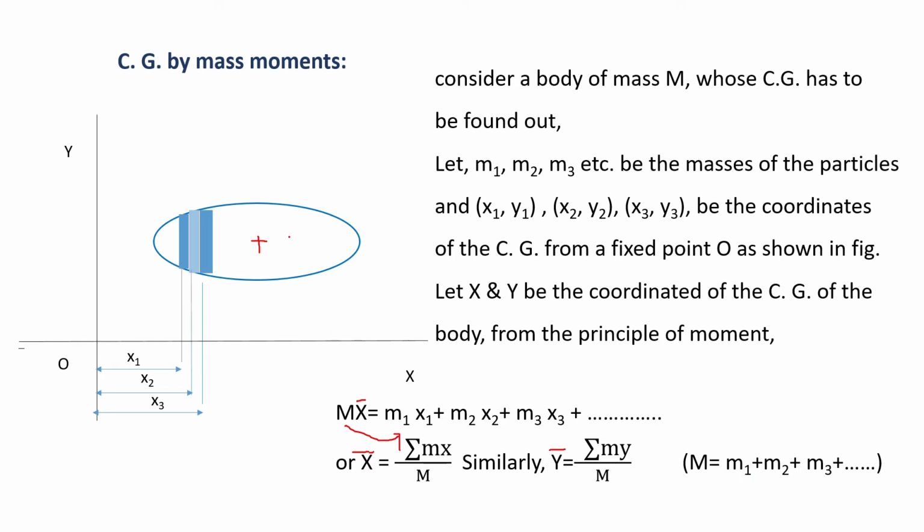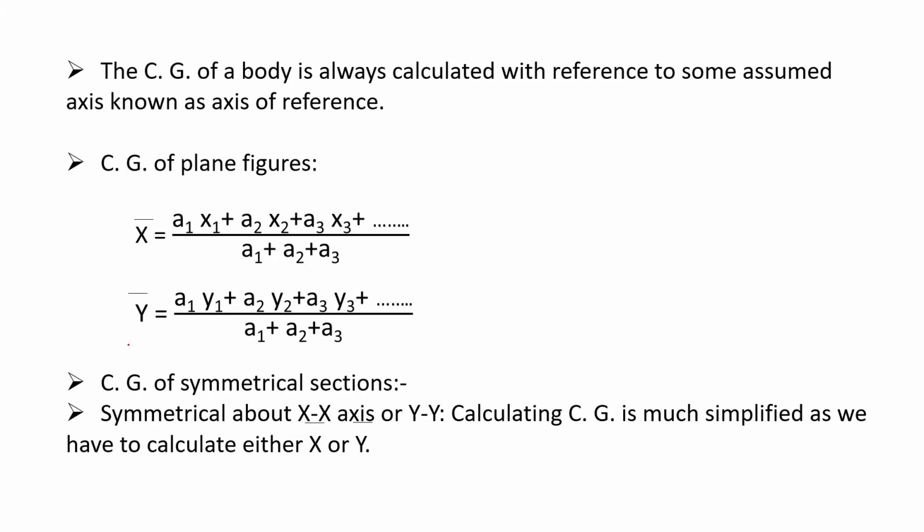So in this way we get the value of the CG of the shape in terms of x bar and y bar. It is very important, dear students, how we choose our reference axis. For calculating the value of x bar, our vertical y-axis is the reference axis. Similarly, while calculating the value of y bar, our x-axis will be the reference axis. So the CG of the body is always calculated with reference to some assumed axis, that is known as the axis of reference or reference axis.